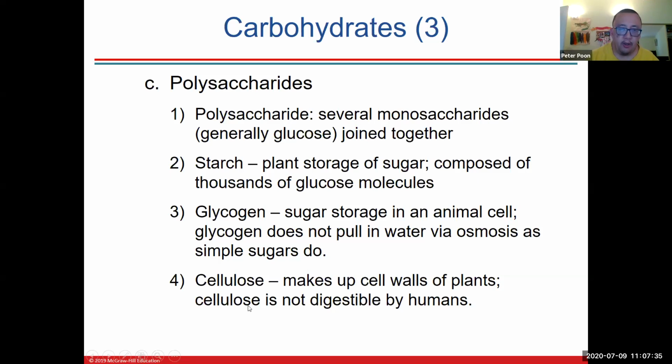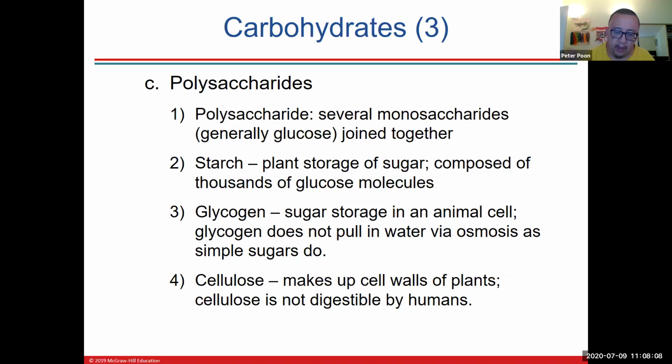Starch, glycogen, or cellulose: all glucose put together, but just put together in different patterns. Some of them are flipped, some of them branch more. Starch is the plant storage unit of sugar. Glycogen is the animal storage version of sugar.